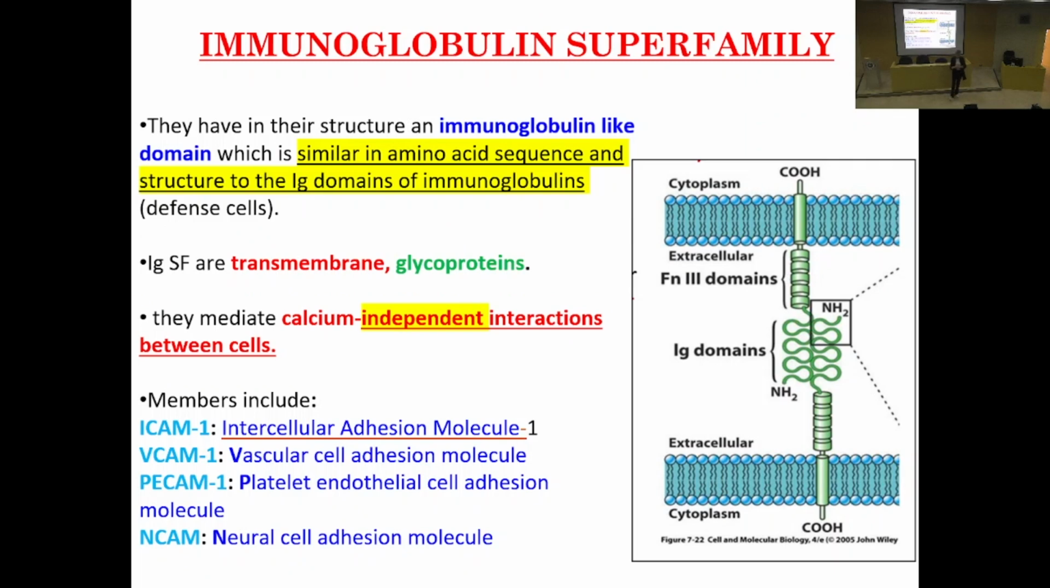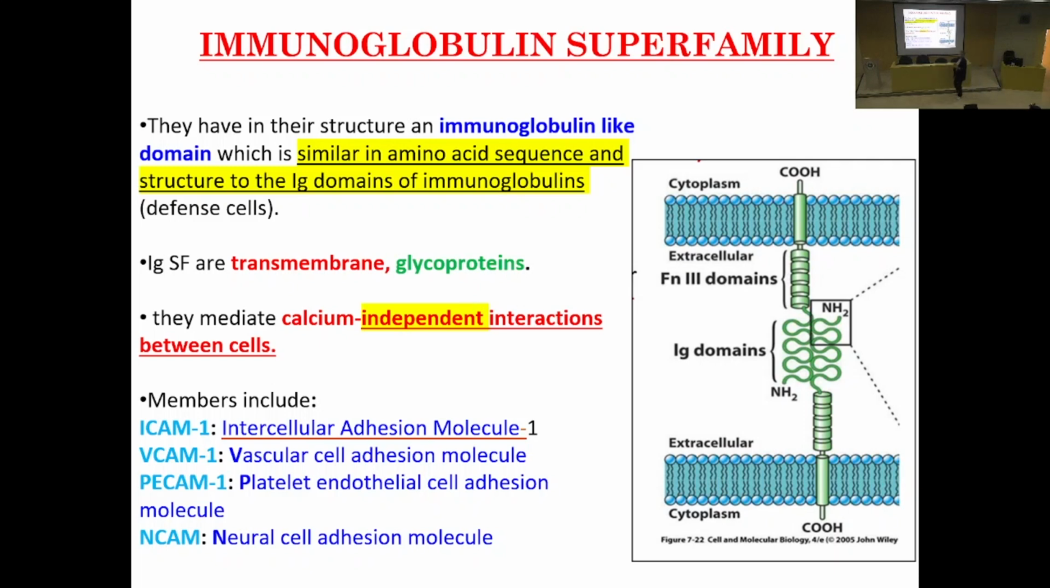All right. The next cell adhesion molecule is the immunoglobulin superfamily. Same thing. When I ask you what the immunoglobulin superfamily is, you will tell me it is a glycoprotein, and a transmembrane glycoprotein. Okay? These are the common properties between these cell adhesion molecules. So now, what is the particularity? What will differentiate it from the other cell adhesion molecules?